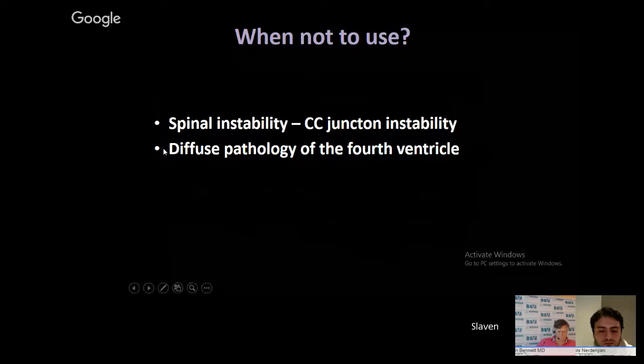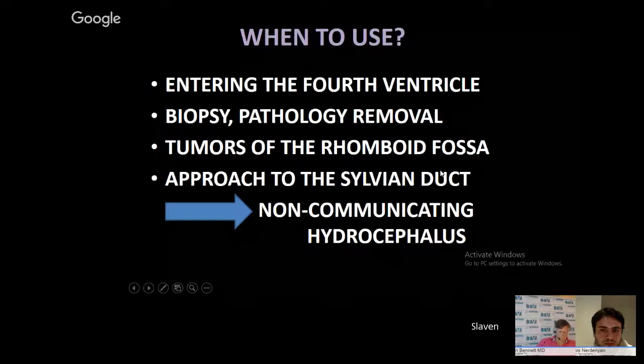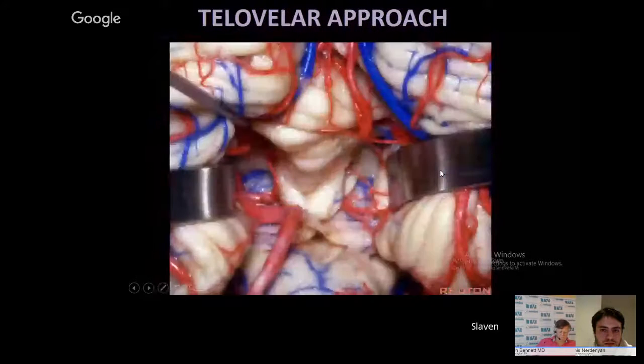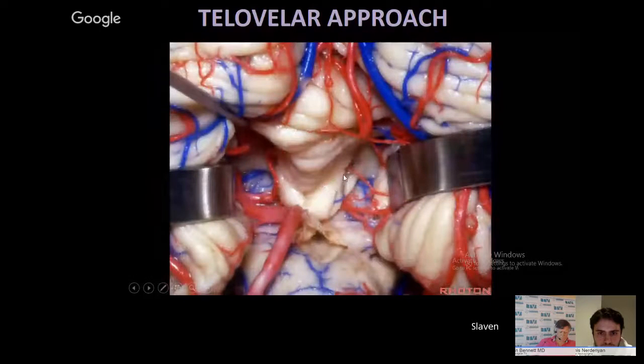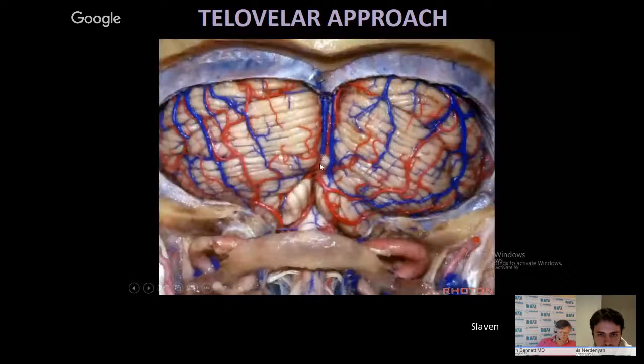And also, as I mentioned, when you have the diffuse pathology of the fourth ventricle, then it is no use to use this approach. The other thing I wanted to mention, how will you remember the anatomical structures here? So if you consider the tela-velar approach, it is mostly done in the most caudal part of the vermis and cerebellum. So here you have only two structures, and these are the tonsils and the vermis, okay? And if you consider this the same as in the oral cavity, you have the uvula and two tonsils.